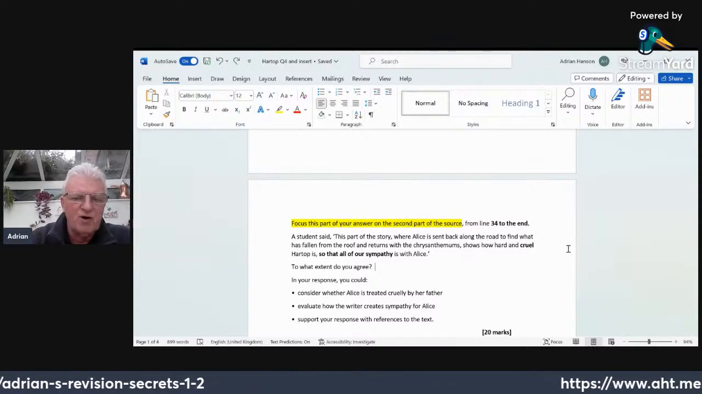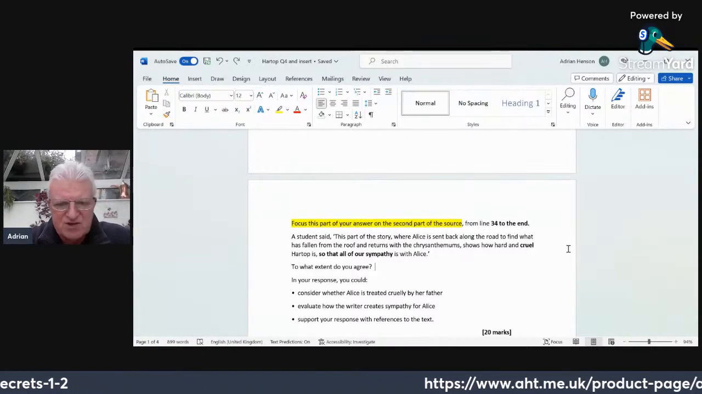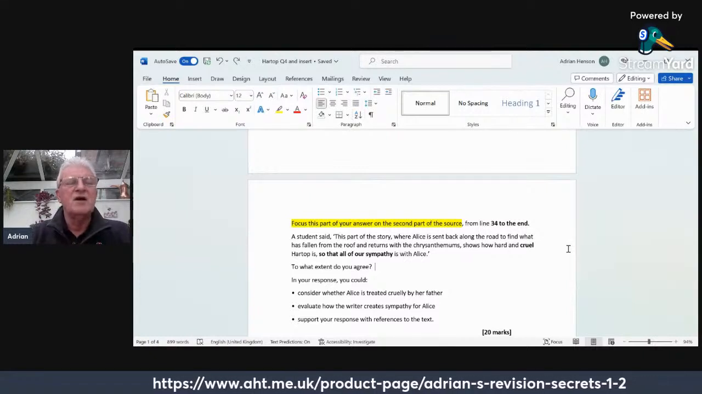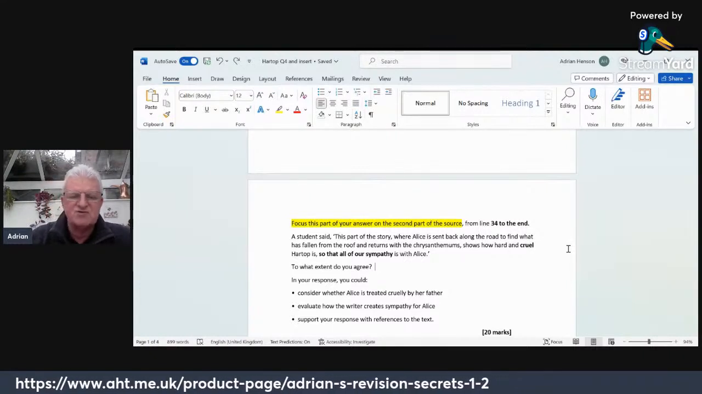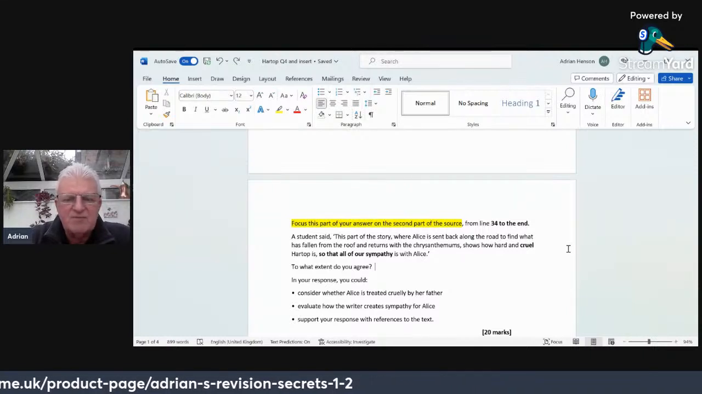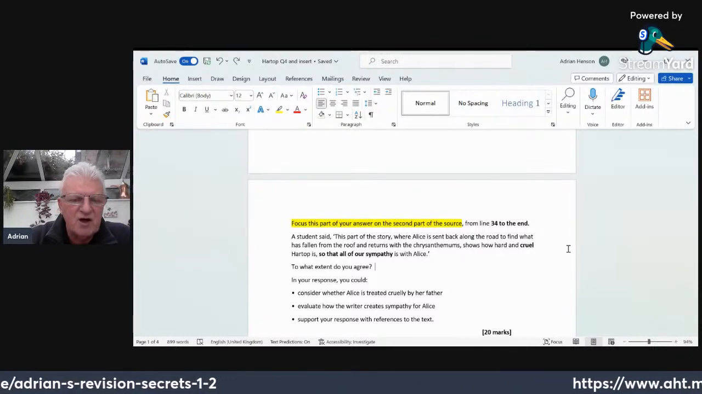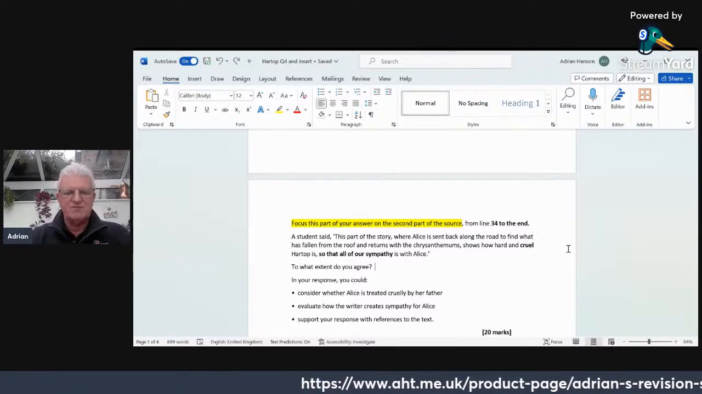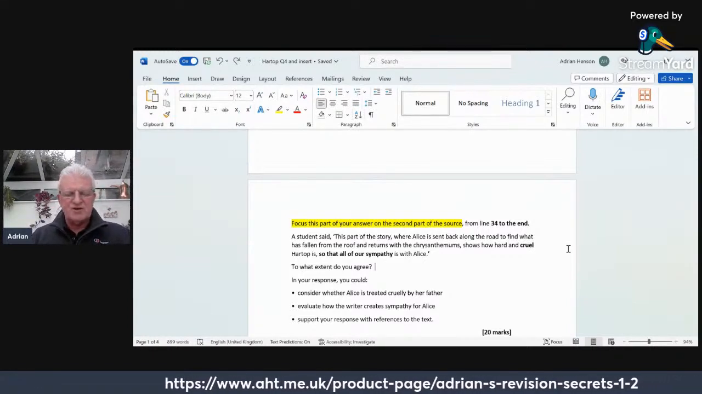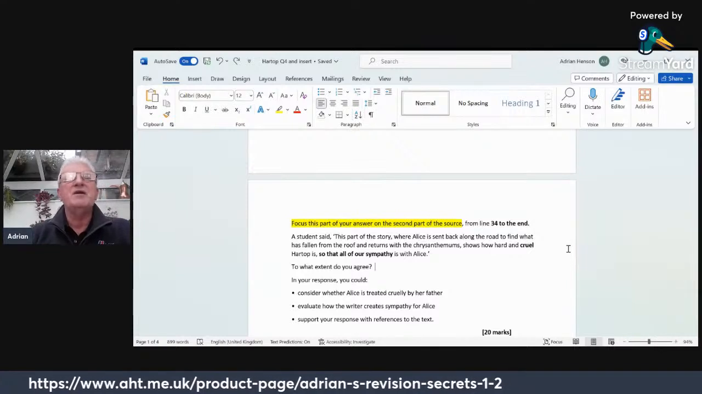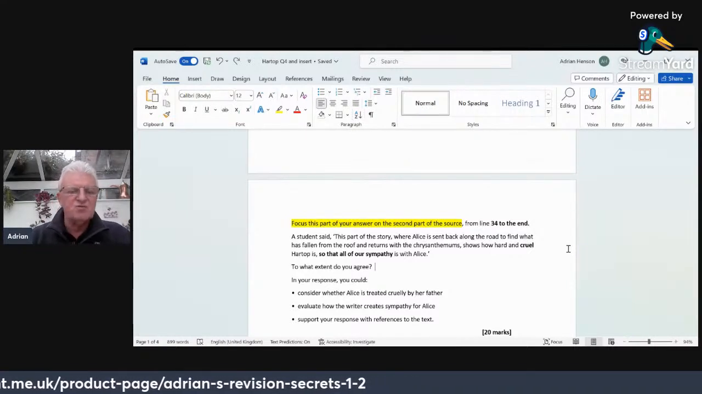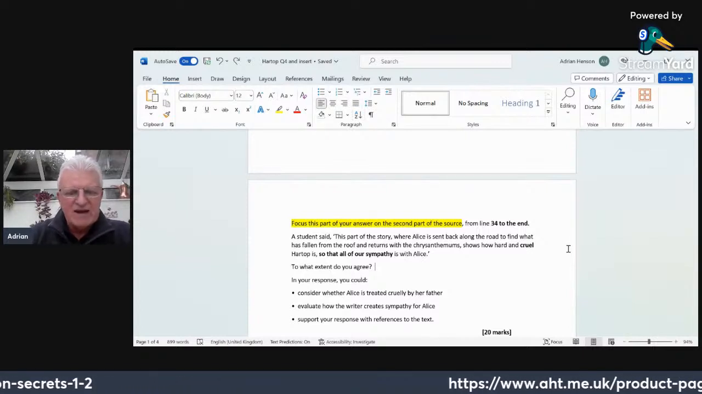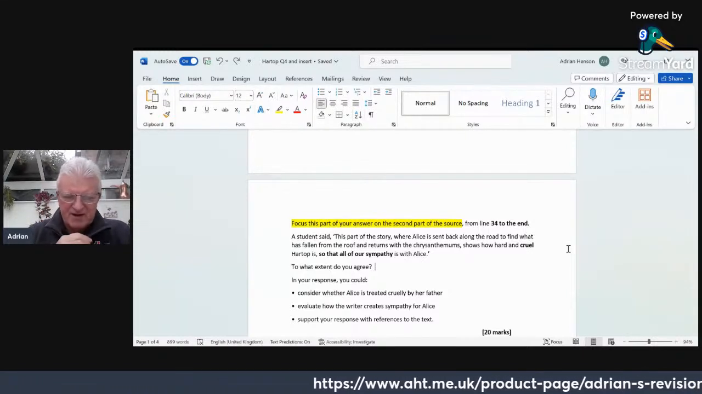They want to show how insightful you are and how much you understand the source, and you can relate it to the period it was written in and what's going on with this family, etc. So we look at the statement, which says it shows how hard and cruel Hartop is, and then the second part is, so that all our sympathy is with Alice. Then you've got this question that is a bit of a loaded question: to what extent do you agree? That almost implies you're going to have to agree to an extent. How much you agree is down to you.